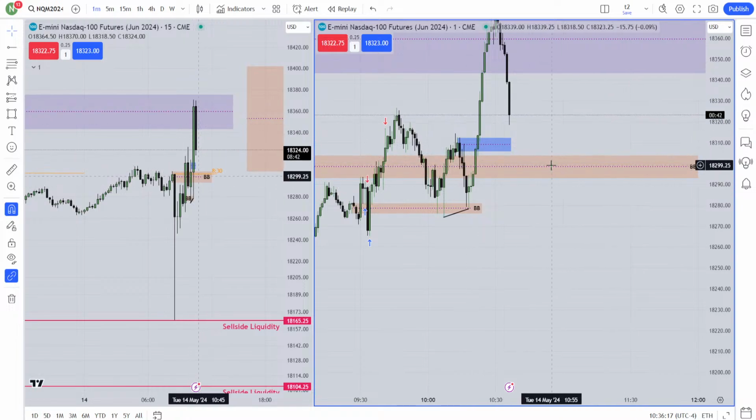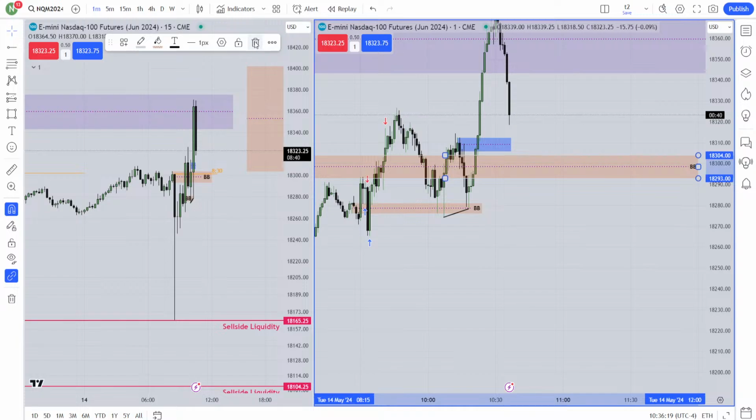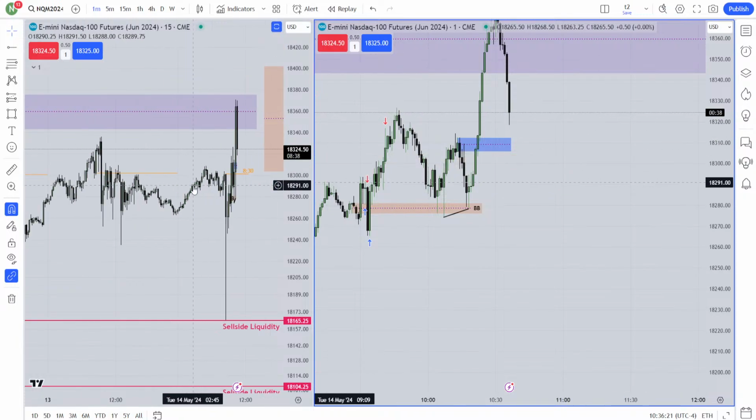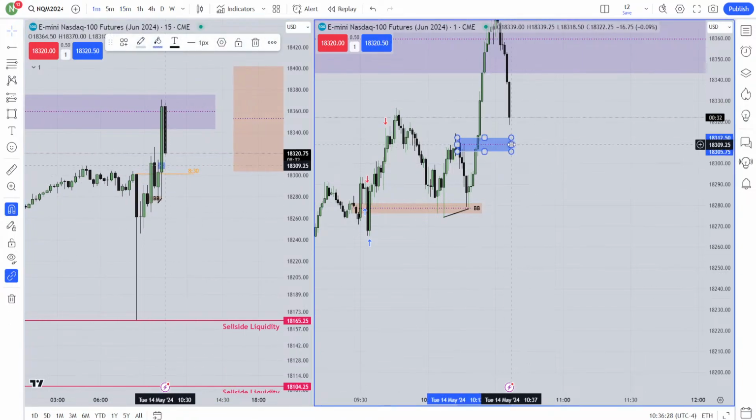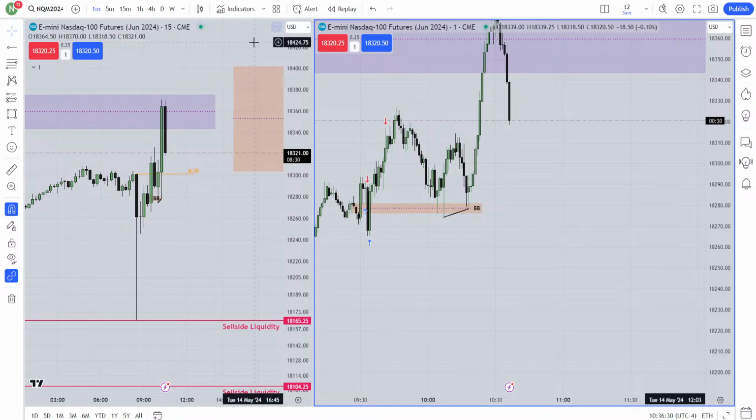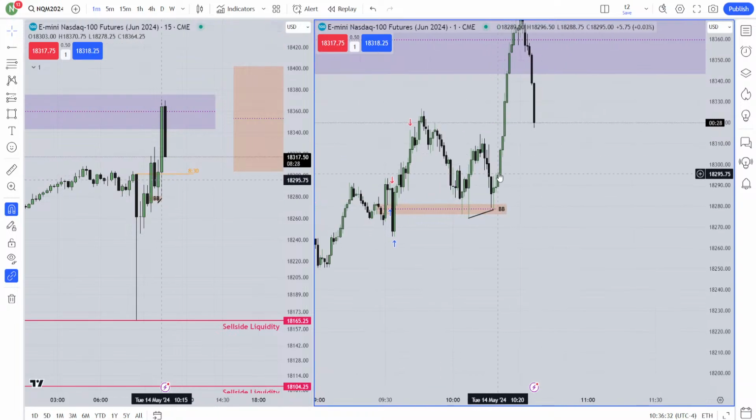I'm gonna remove this breaker block from my chart. The reason is it has done its job. It holds the price, sent it back for the buy side liquidity. So the breaker block has done its job. I don't need it anymore. This mitigation block has done its job. I don't need it anymore. Here is the last fair value gap from the 1 minute chart. I would love to mark the 1 minute last fair value gap.